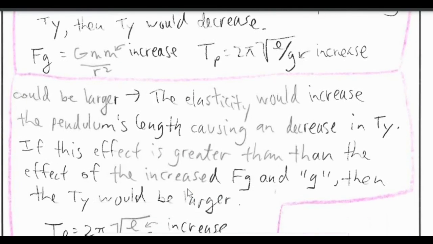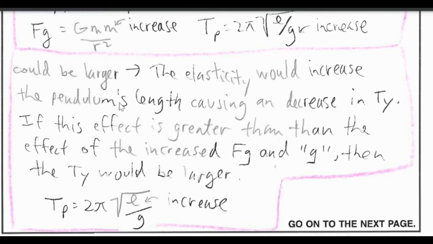making the period smaller. Now, as far as making it larger, the elasticity would increase the pendulum's length, causing a decrease in the period. Actually, that's supposed to say increase. So causing an increase in the period. And this effect is greater than, well, I definitely couldn't write on this one, the effect of the increased Fg and g, then the Ty would be larger.